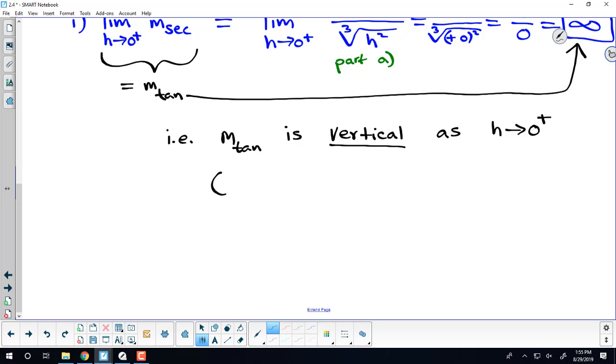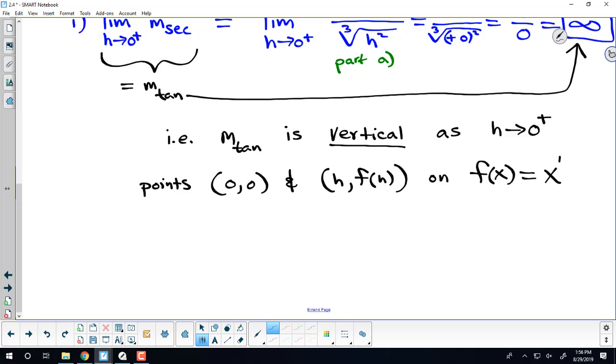Remember we had the 2 points, the points 0, 0, and h comma f of h on the function x to the 1/3. Is everybody all right with that? The tangent line slope is vertical as h approaches 0. So what we're trying to do is make that a little more specific. Well, what happens as h approaches 0? We were given these 2 points on x to the 1/3.